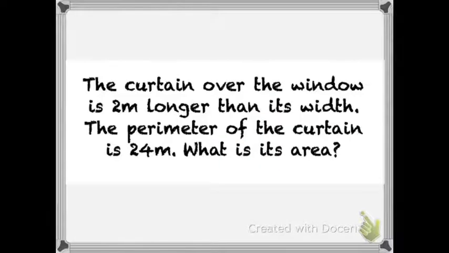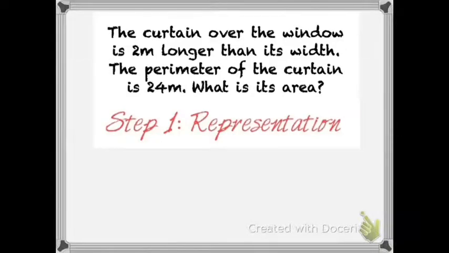So, here's the problem. The curtain over the window is 2 meters longer than its width. The perimeter of the curtain is 24 meters. What is its area? First, we're going to find its representation.